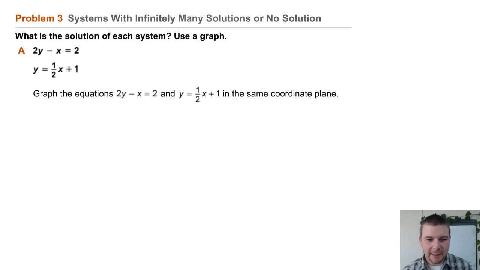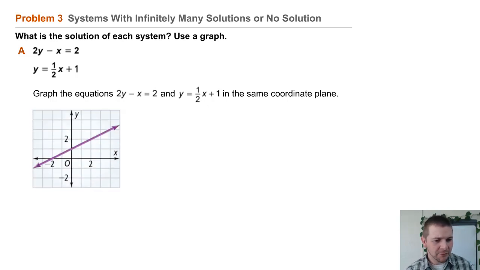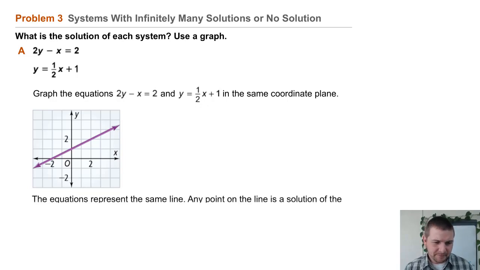coordinate plane. If we were to convert the first equation into slope-intercept form, we'd see that it matches the second equation. So what we have here are two different equations representing the same line. So when we graph the red and blue, notice they show it in purple because it's both lines combined, they just totally overlap one another.